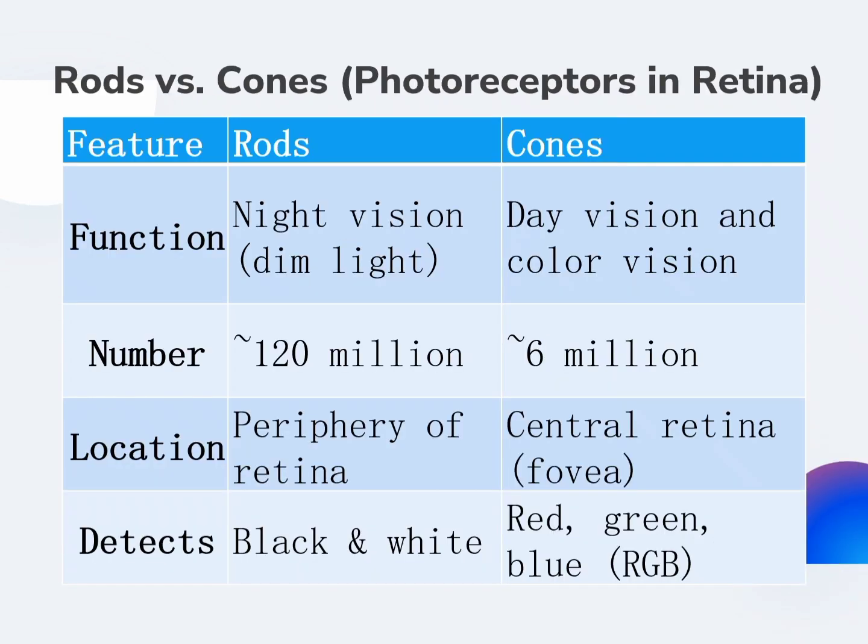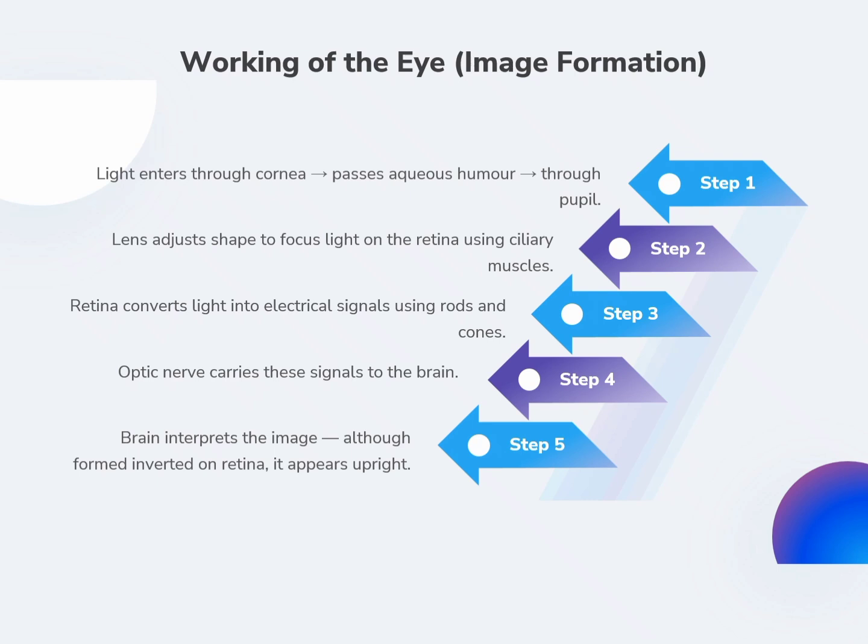Rods versus cones, photoreceptors in retina. Within the retina, we have two types of photoreceptor cells, rods and cones. Rods are primarily responsible for night vision or vision in dim light. There are about 120 million rods, mostly located in the periphery of the retina, and they detect black and white. Cones are crucial for day vision and color vision. You have about 6 million cones concentrated in the central retina, particularly the fovea, and they detect red, green, and blue colors.